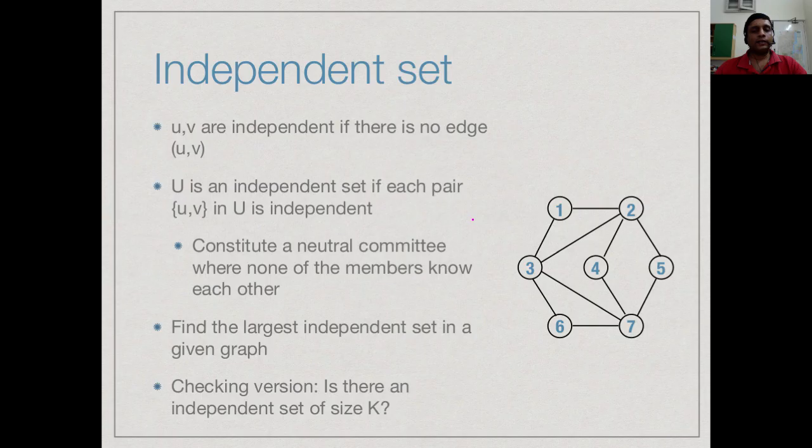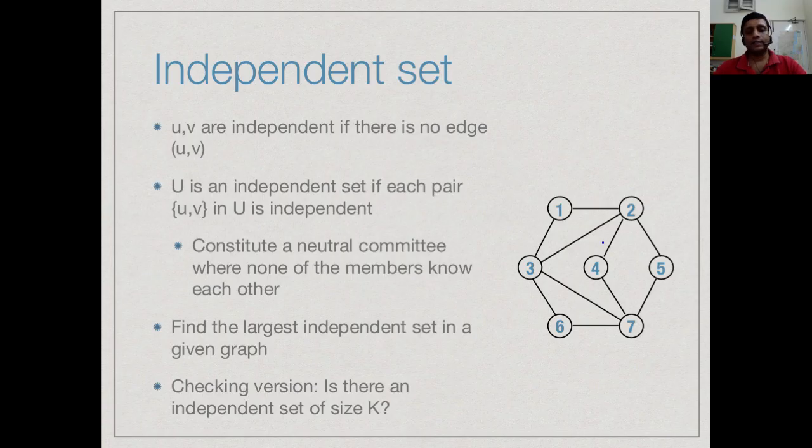So here is yet another problem. This is called the independent set problem. We say that two vertices are independent if they are not connected by an edge. So for example, here if you look at say 1 and 7, then they are independent because there is no connection. Similarly 6 and 5 are independent. Okay. So we say that two vertices are independent if there is no edge.